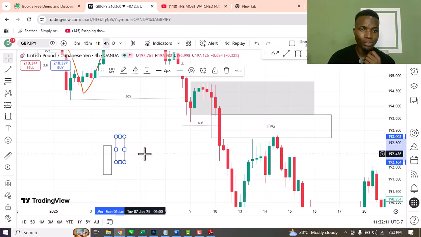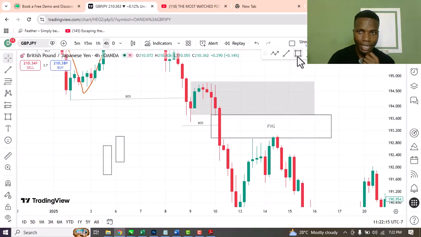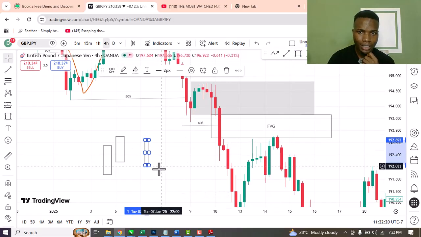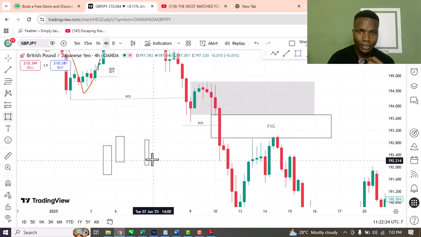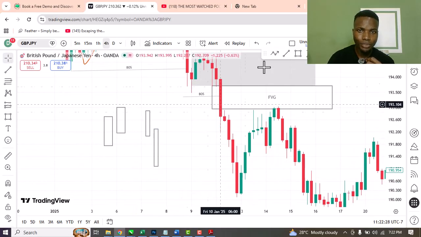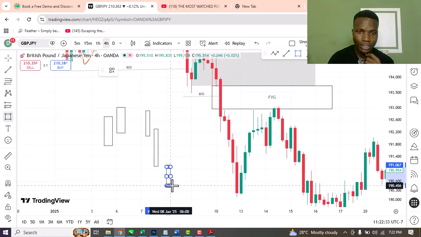Okay, this is how price is supposed to react, but in this case price reacts like this. Let me draw it down. Price reacts like this, then we have another price move like this. Then after this move, price continues to form below this zone.